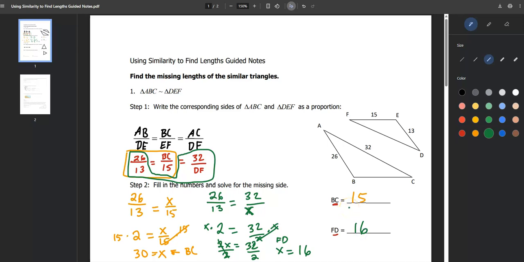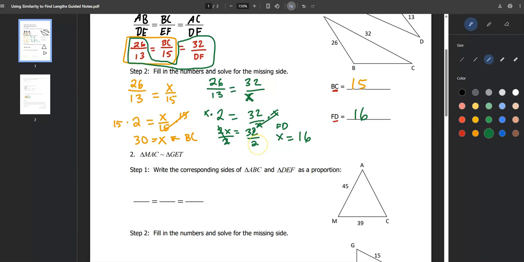Okay, so write your proportions. You'll have some unknowns. You'll have one that will have everything. You should be good that way. Okay, let's look at a second example here.